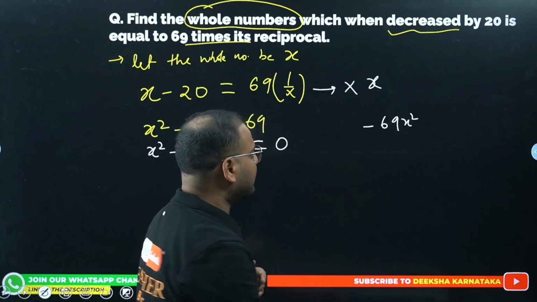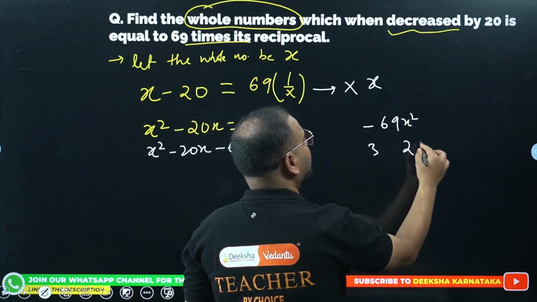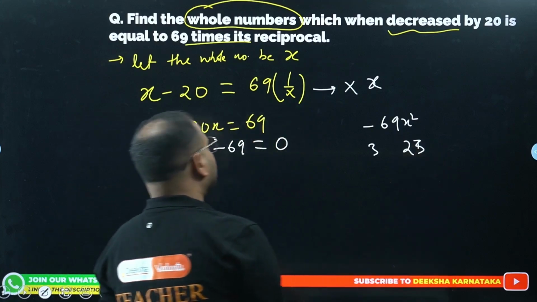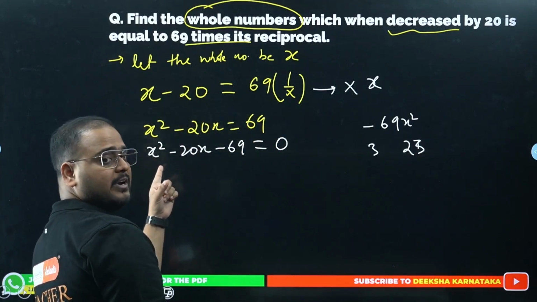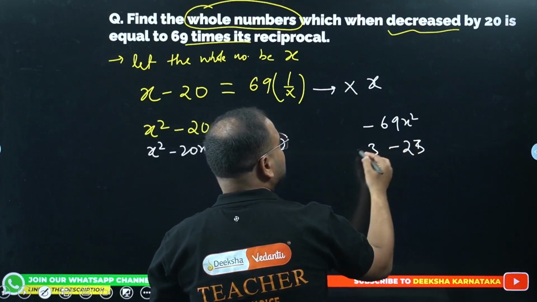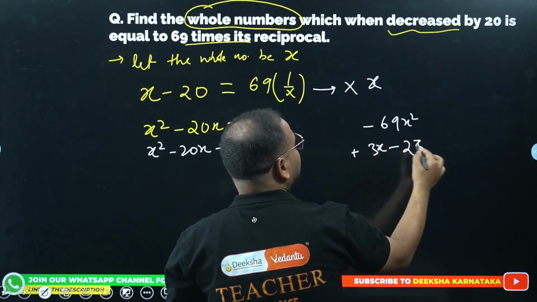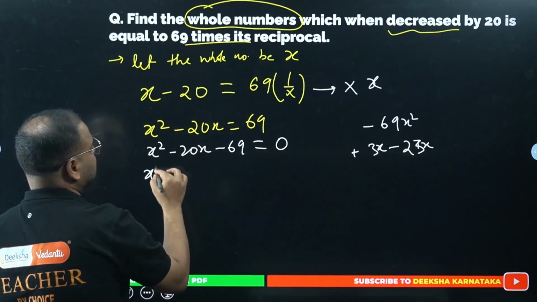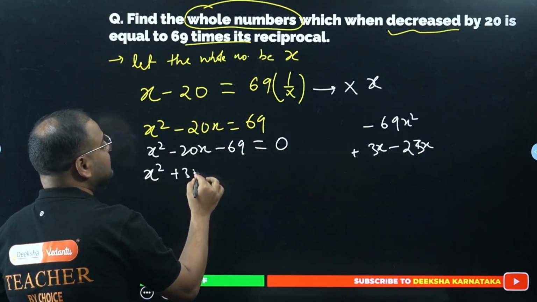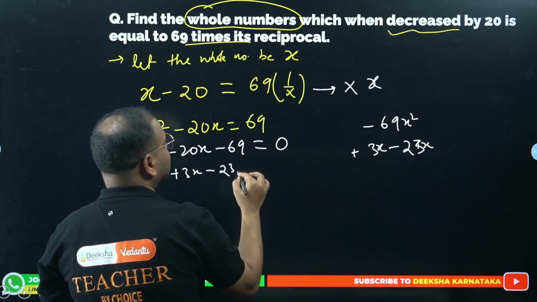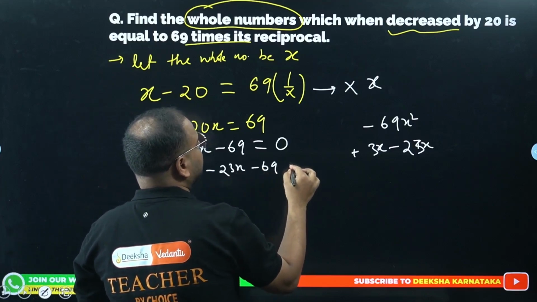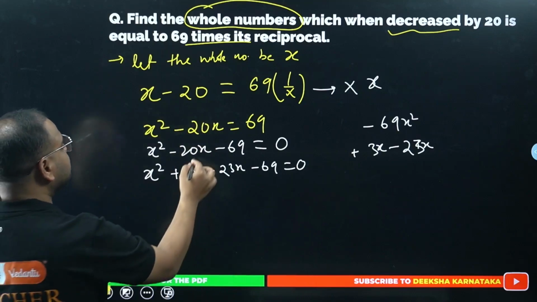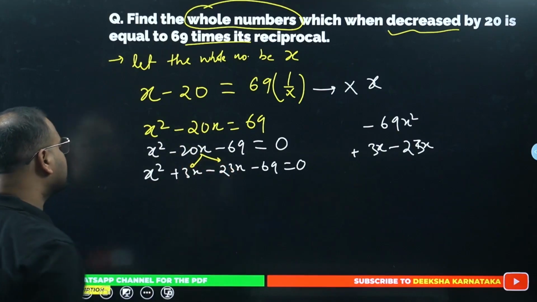The factors are 3 times 23. 3 threes are 9. Yeah, correct. Now I want a negative number here, minus 20x. It means this will be minus, this will be plus. I'll write x here and x here. My factors are done. I'll write here x square plus 3x minus 23x minus 69. The middle term has been split.